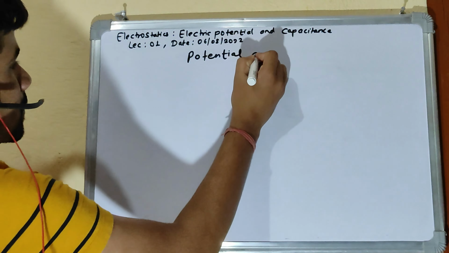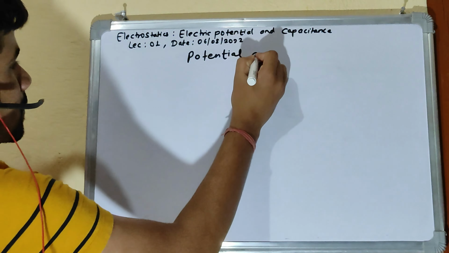Let me draw it with a different marker. So this is my electric field. So my potential will be something like this, right? So which one is potential, which one is electric field? This is my electric field, this is my potential, right? Clear? Okay.